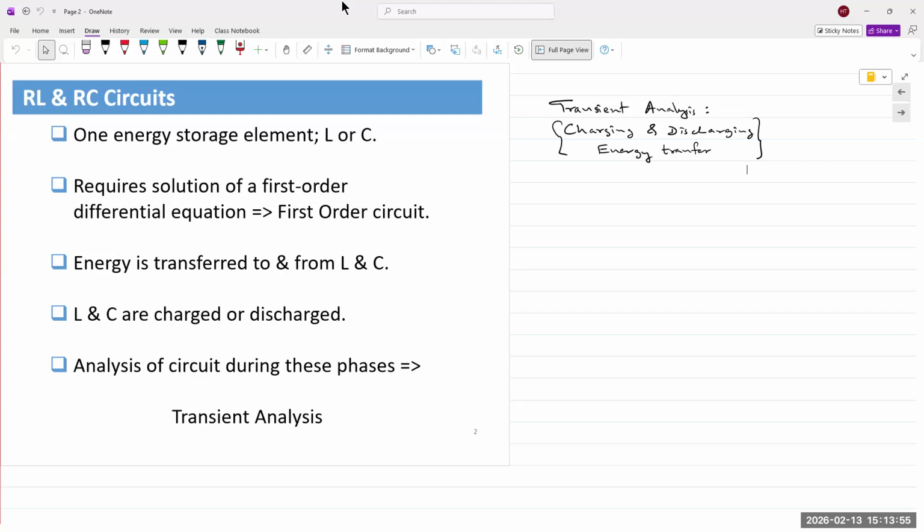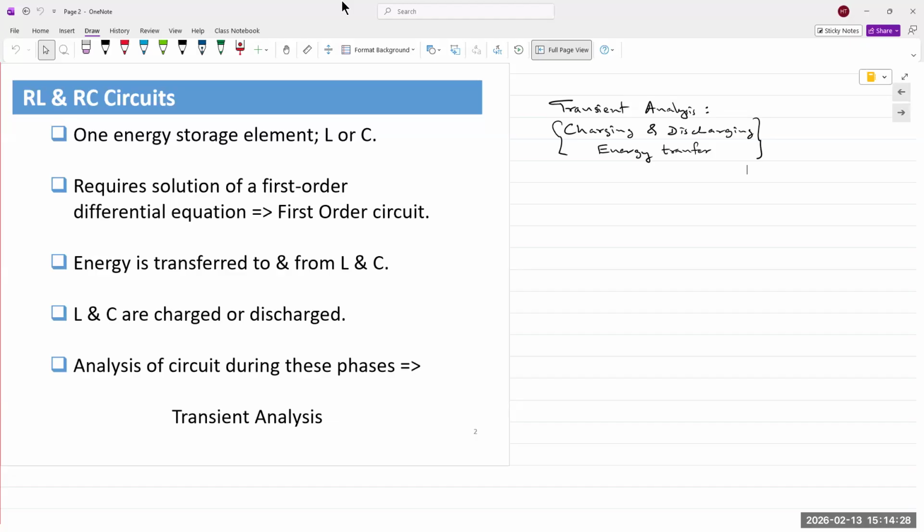Now, when you have one energy storage element in a circuit, we require a first order differential equation to solve it. Hence, it is also known as a first order circuit. If you have two energy storage elements, we need a second order differential equation, and that circuit is known as a second order circuit.